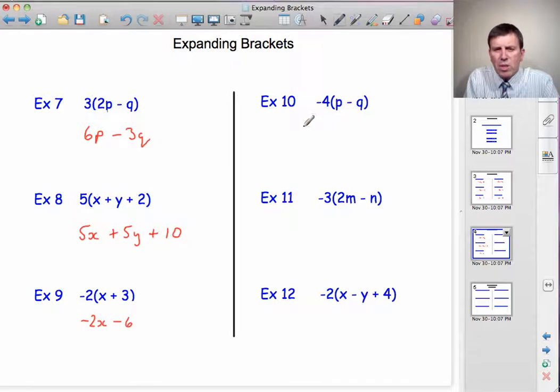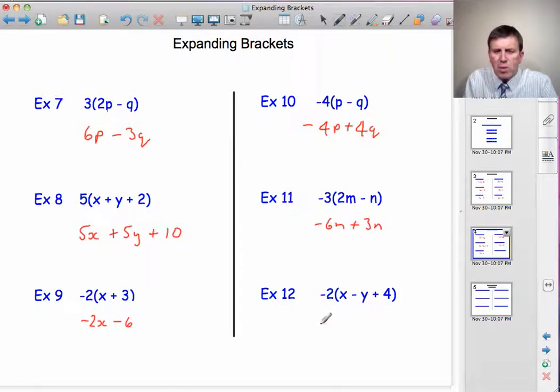Minus 4 times p is minus 4p. Minus 4 times minus q, well, it'll cause that one to change as well, so that'll change to a plus, and it'll be plus 4q. 4 times q is 4q. Minus 3 times 2m will be minus 6m. Minus 3 times minus n will be plus 3n. Notice how the signs are changing here. If I multiply by a negative at the front, that first term has become negative, and the second one has become positive.